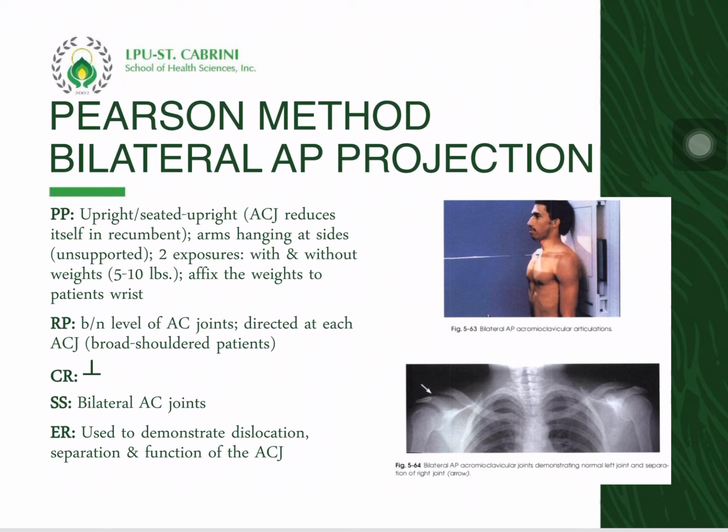So the patient will be facing the X-ray source or the X-ray tube with both arms hanging on their sides unsupported. One exposure is performed without weights, and the second exposure is performed with weights of 5 to 10 pounds affixed on each of their wrists. Avoid having the patient hold weights in each hand, as this tends to make the shoulder muscles contract, thus reducing the possibility of demonstrating a small acromioclavicular separation.